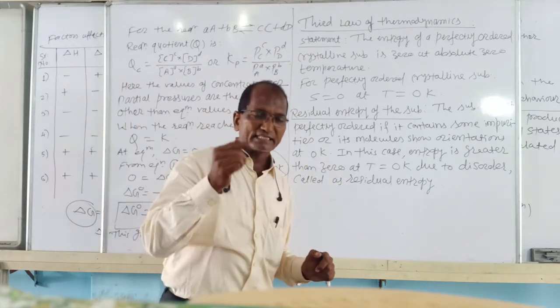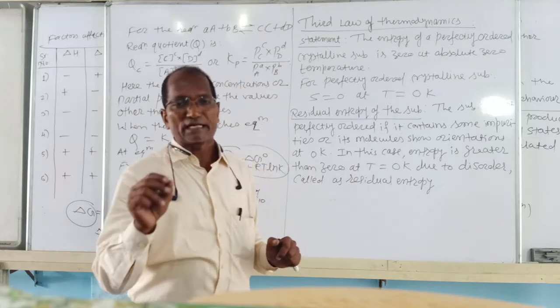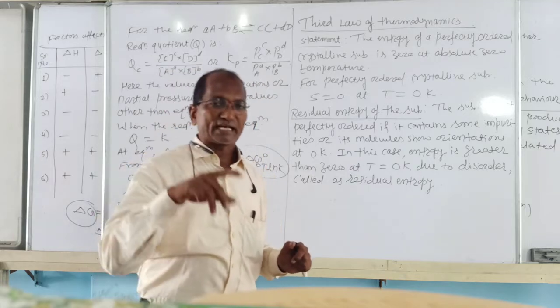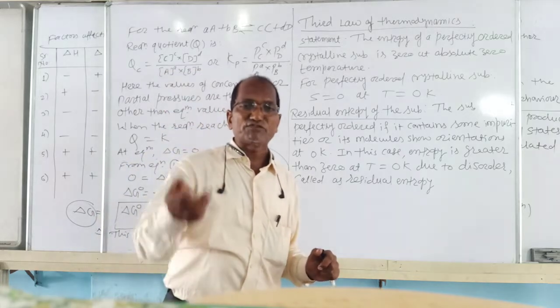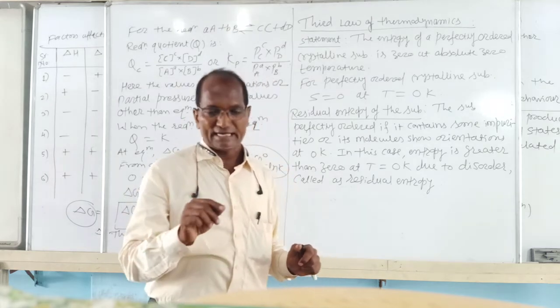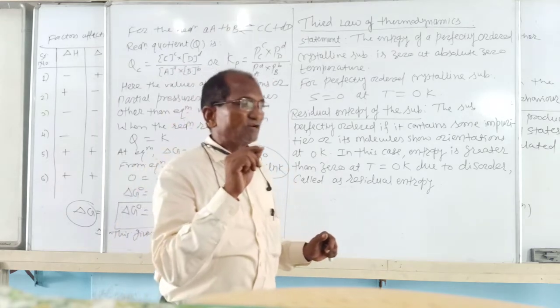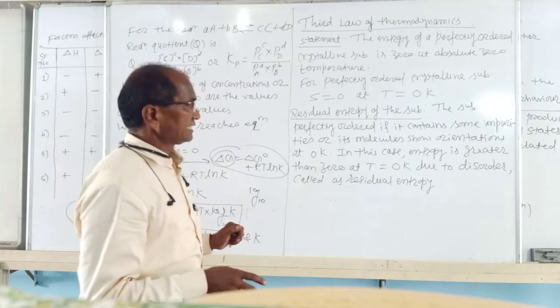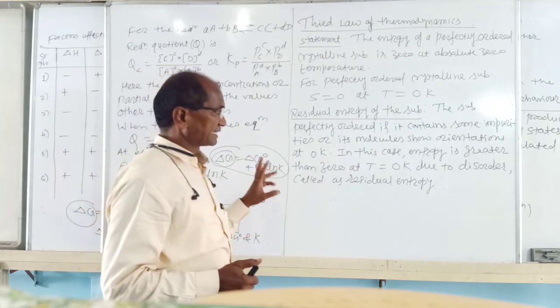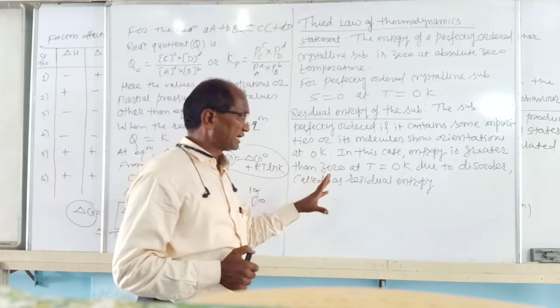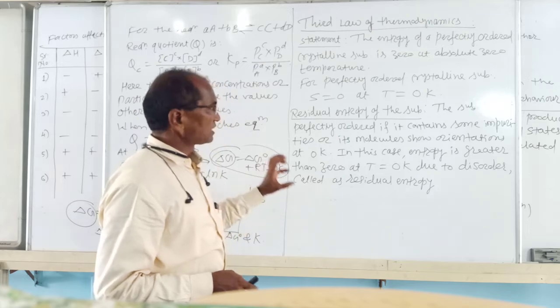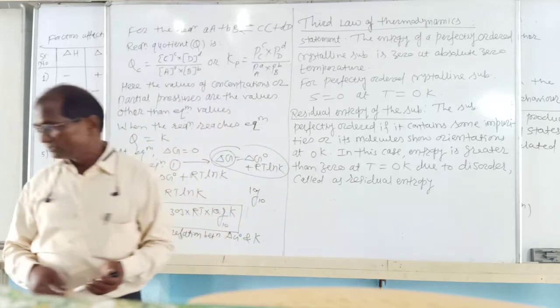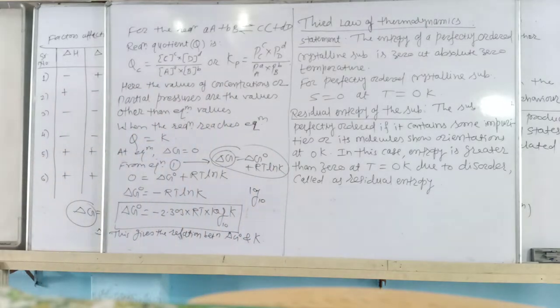Why is S greater than 0 in the perfectly ordered crystalline substance? If there are impurities or disorders present, the molecules are free to move and its entropy is greater than 0 at 0 Kelvin temperature. This entropy is called residual entropy.